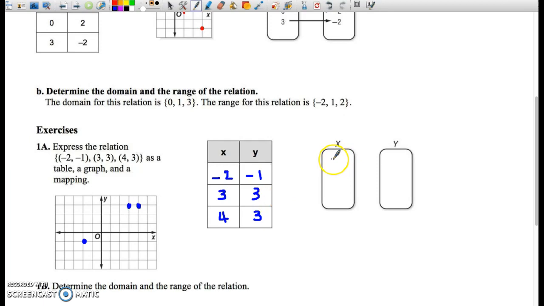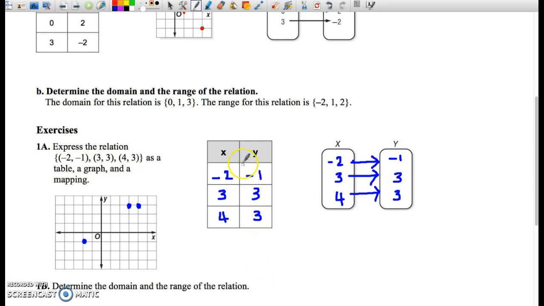Very similar to a table, I list my domain, or my set of x values, in this left-hand box: -2, 3, and 4. In my right-hand box, I list my range, or my y values: -1, 3, and 3. And then I simply show how the domain corresponds to the range by drawing an arrow from the left to the right. So we have now represented our relation as a graph, a table, and a mapping. The final piece of the puzzle is then to determine the domain and the range of the relation.